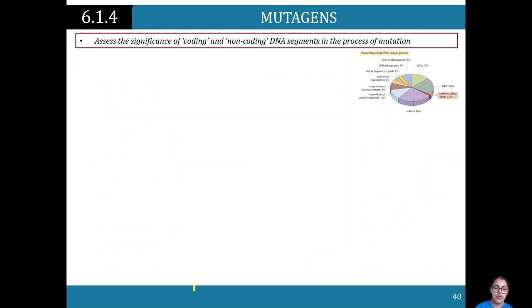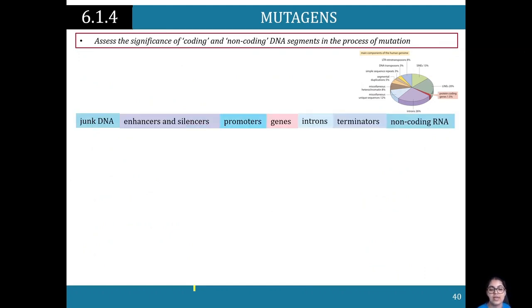Okay, so now we're going to look at the significance of coding versus non-coding sections of the DNA. So remember, not all of the DNA is coded for by proteins.